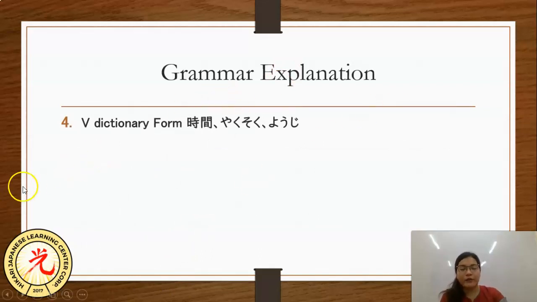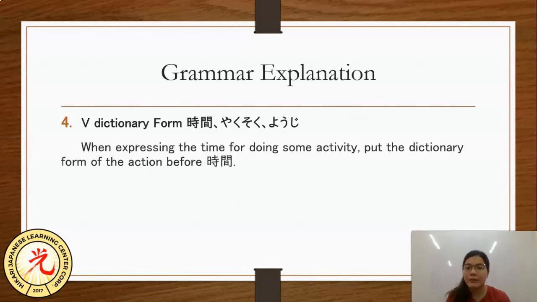So next is the fourth part of this lesson. Here is the verb dictionary form, jikan, yakusoku, and youji. Okay, jikan is time, yakusoku is promise, youji is appointment. So when expressing the time of doing some activity, put the dictionary form of the action before jikan, yakusoku, or youji. So, gagamitin mo lang dictionary form yung verb natin at ilalagay mo before either the time, the yakusoku, or the youji. Just like the example here.